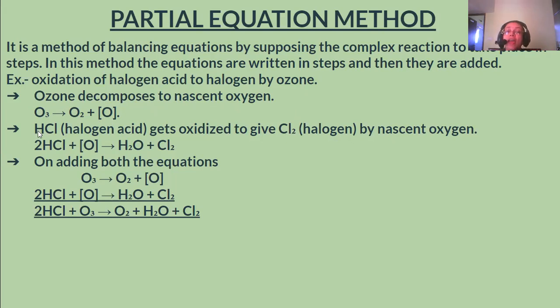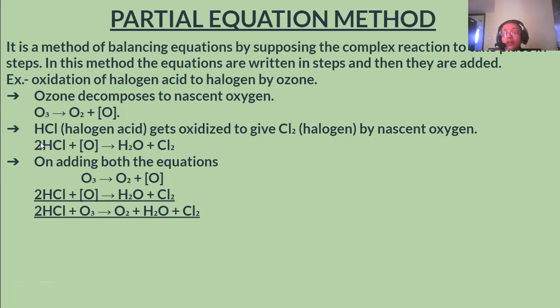Okay. Now, HCl is a halogen acid which gets oxidized to chlorine Cl2 by this nascent oxygen, which has been decomposed from the ozone. Now, on adding both the equations, what do we see? O3 is decomposed to O2 plus O, that is nascent oxygen, and this nascent oxygen reacts with HCl to form H2O, and chlorine gets separated. Okay. Now, this second equation, HCl plus O gives us H2O plus Cl2. Here, see, H2 and Cl2 are there.